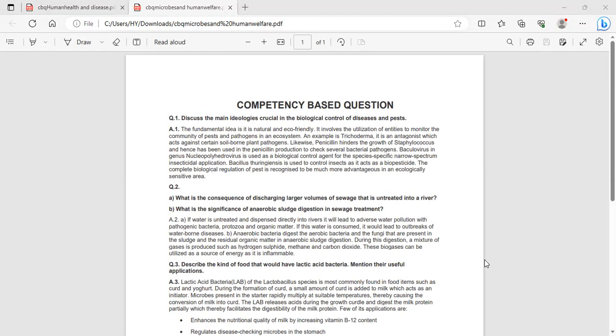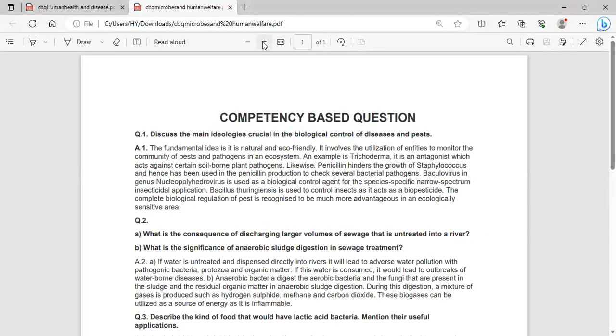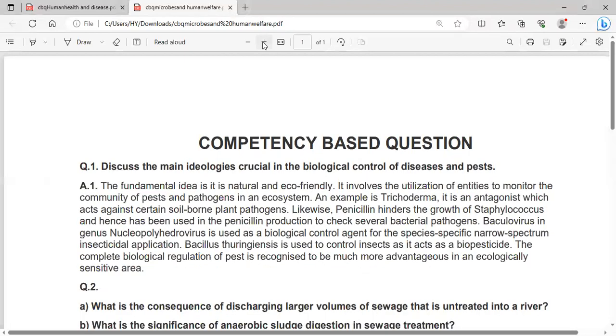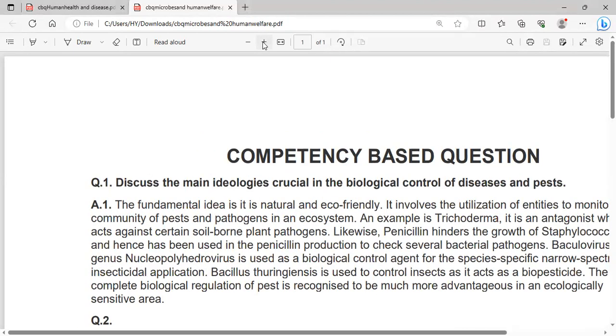The question is: discuss the main ideologies crucial in the biological control of diseases and pests. It is a competency-based question of the chapter microbes in human welfare. It is chapter 8, sorry.